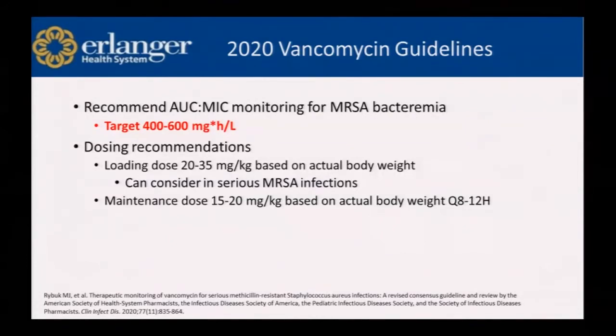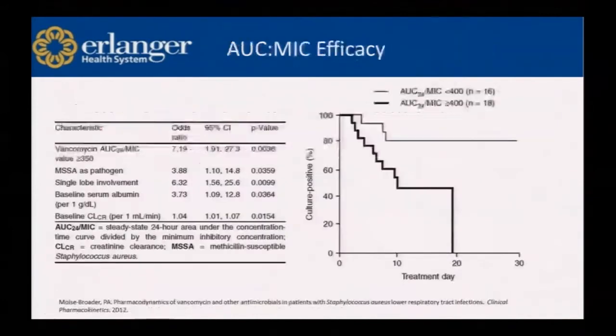So the new guidelines recommend targeting an AUC to MIC of 400 to 600 when treating MRSA bacteremia. Dosing recommendations are really similar to the old dosing, with a loading dose of 20 to 35 mg per kilo based on actual body weight, which you can consider in serious infections, followed by a maintenance dose of 15 to 20 mg per kilo based on actual body weight every 8 to 12 hours. So while the dosing remains consistent with the new guideline update, the big change is how we're monitoring therapy.